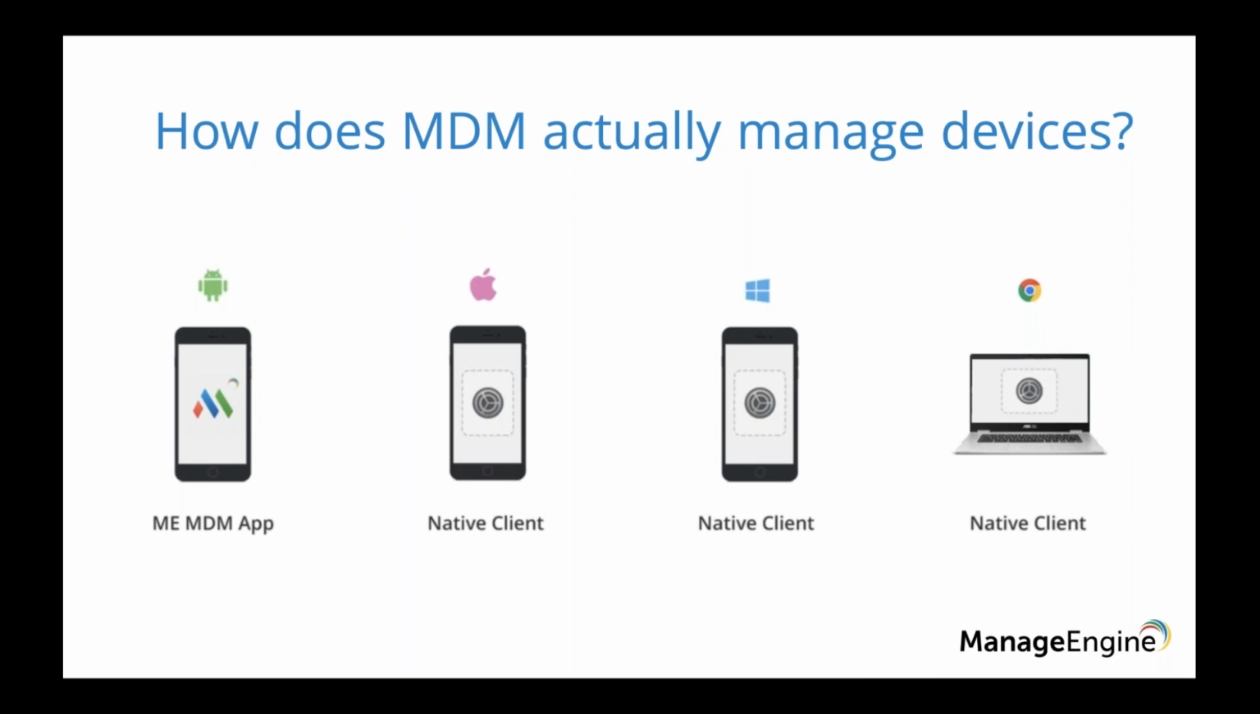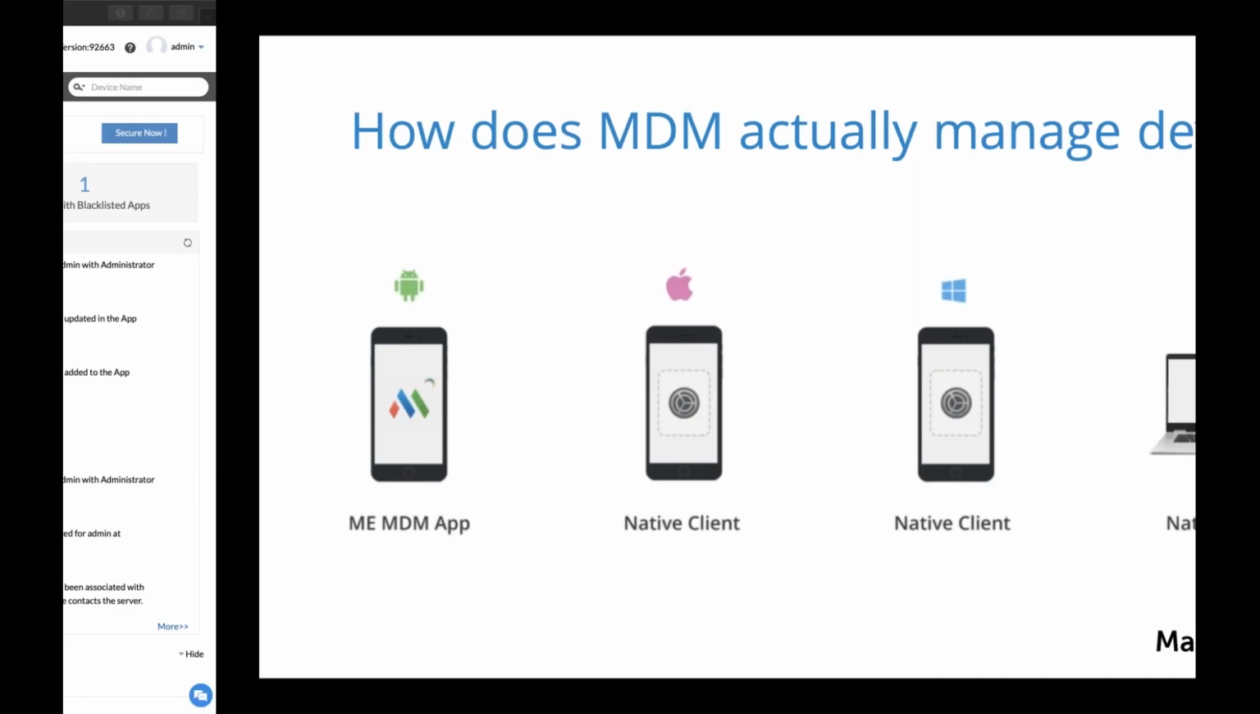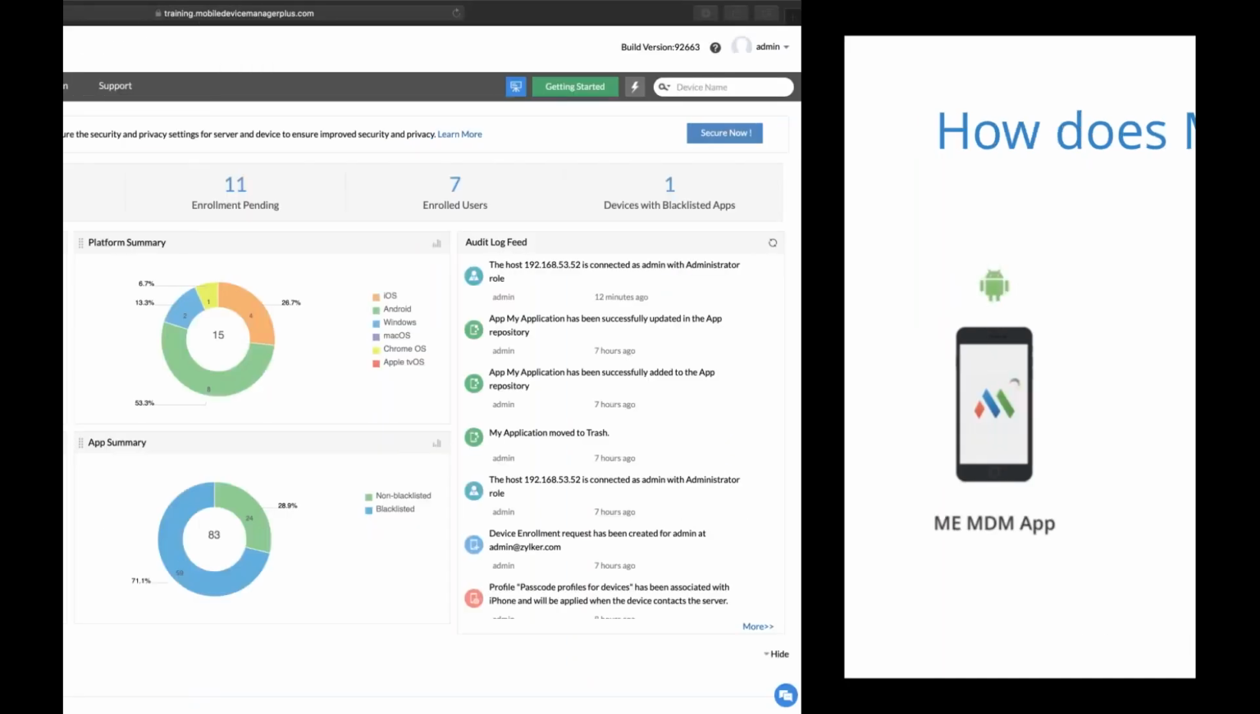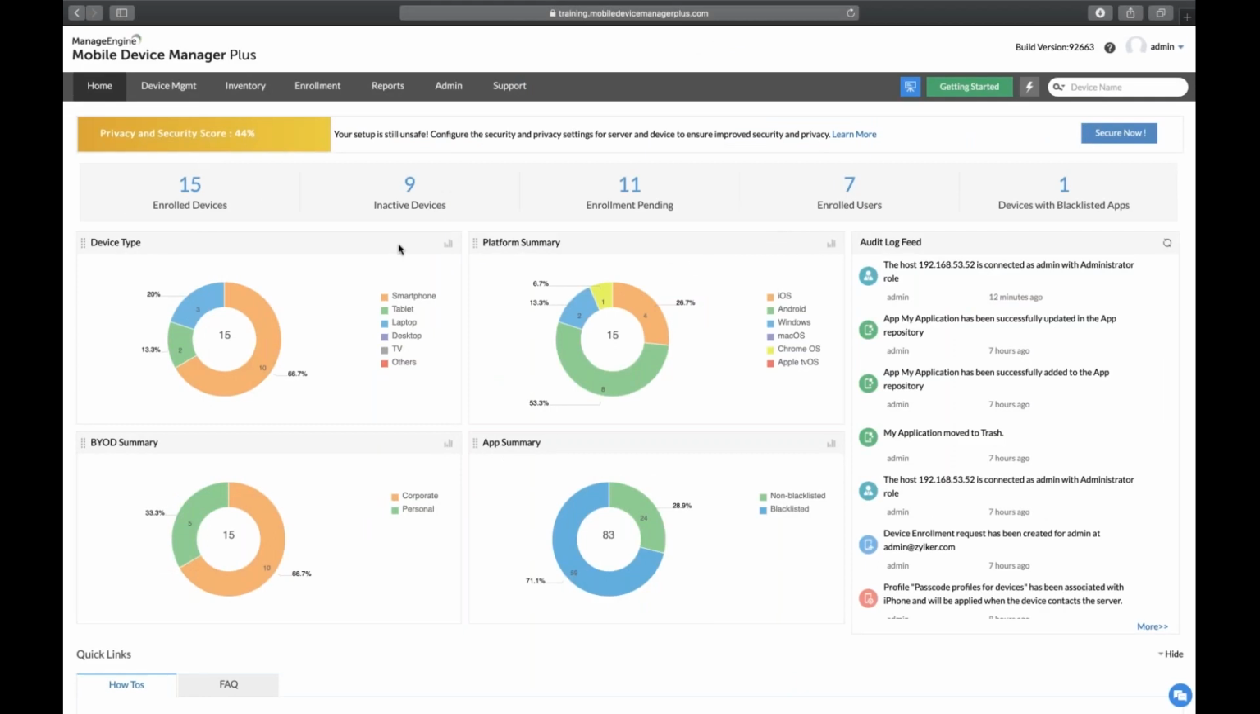Let me take you to the portal itself. So this is the portal wherein we'll be dealing with our training session today. This is the home tab wherein you have all these predefined details like platform summary and device type. These are all interactive dashboards. As you can see, if you click on them, it would directly take you to those devices.